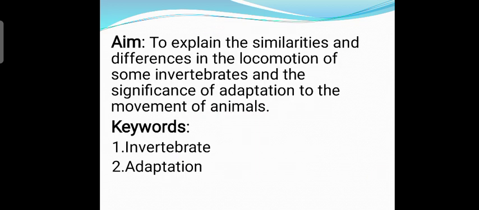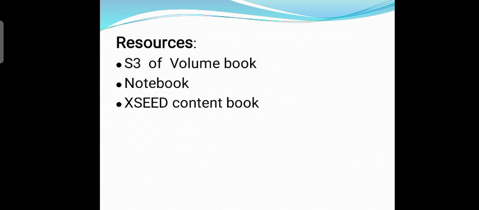So let's start. The aim of this lesson is to explain the similarities and differences in the locomotion of some invertebrates and the significance of adaptation to the movement of animals. The keywords are invertebrate and adaptation. The resources required are S3 of volume book, notebook and Exceed content book.